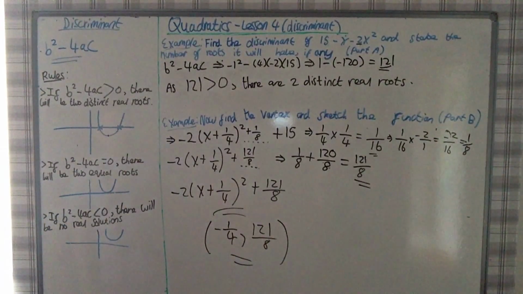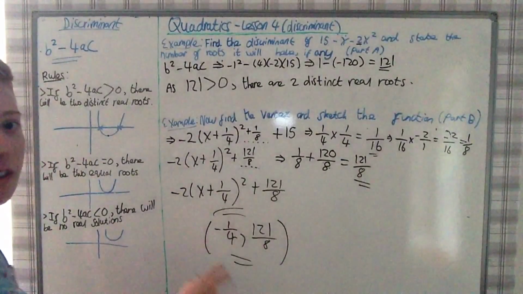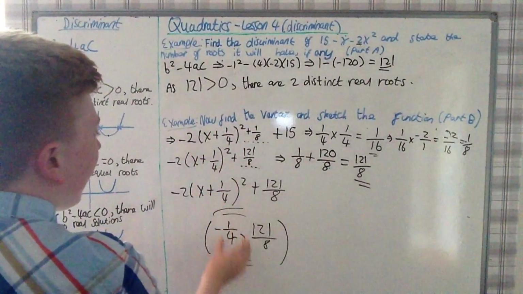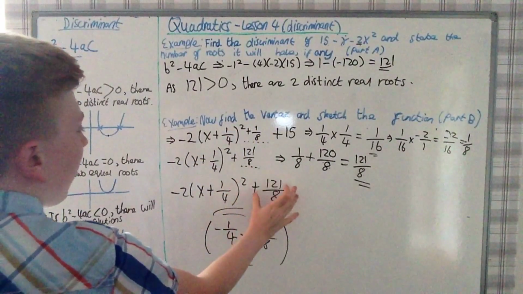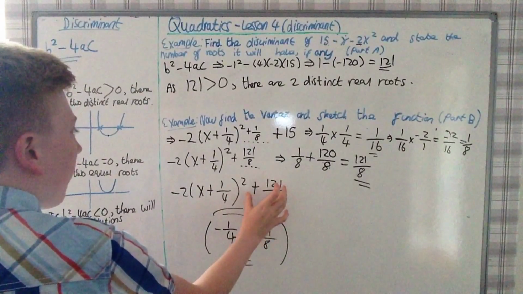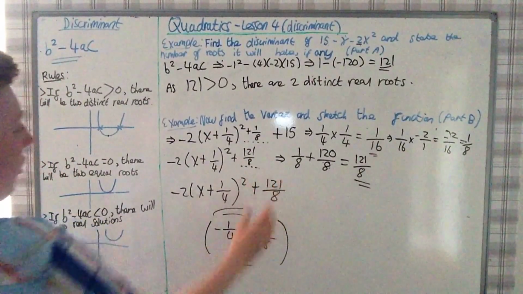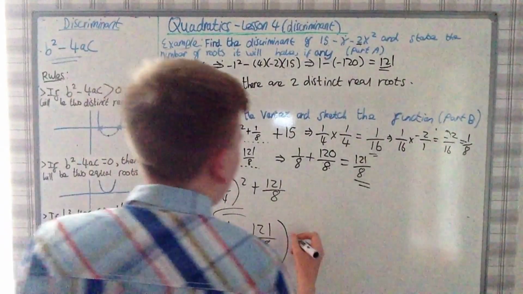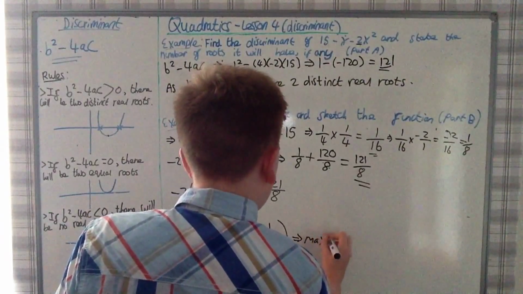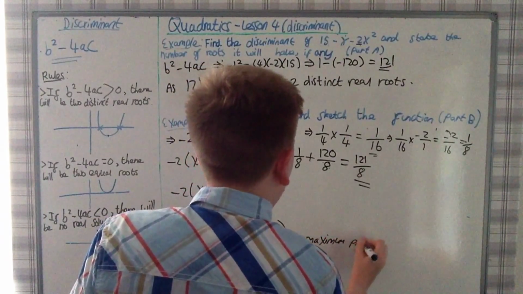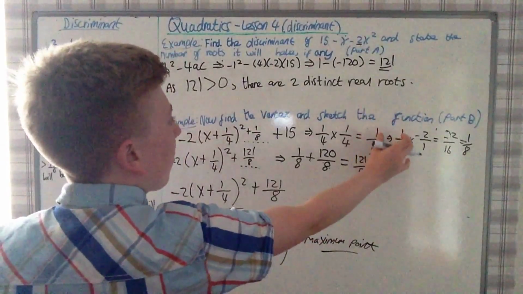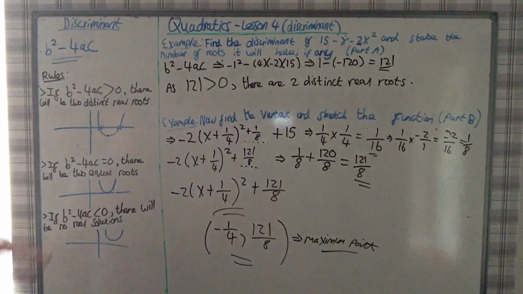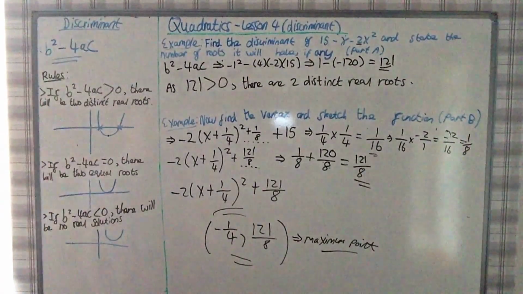Okay? So that is the answer to the question. We found the vertex by completing the square, taking the negative of what we had inside the brackets, and using the sign that is the same for the y value outside the brackets. So that's the vertex of our curve. And we could state that this is going to be a maximum point. We don't have to here, but we could just state that. Because we have a negative coefficient of x squared, so it's going to be an n-shaped graph. Therefore, the vertex is going to be at the top, a maximum point.